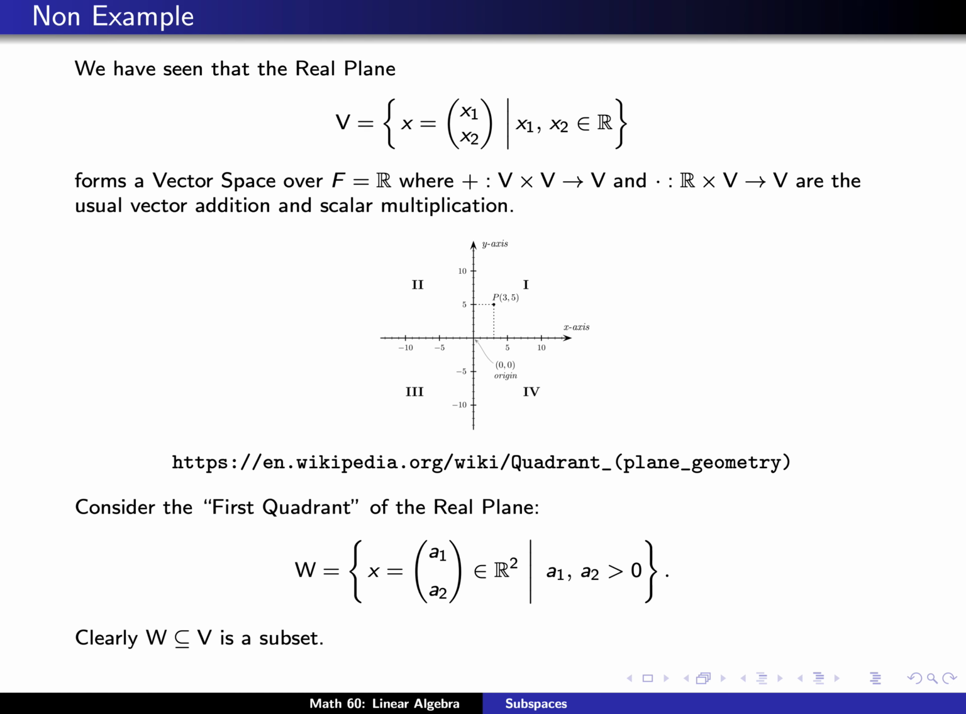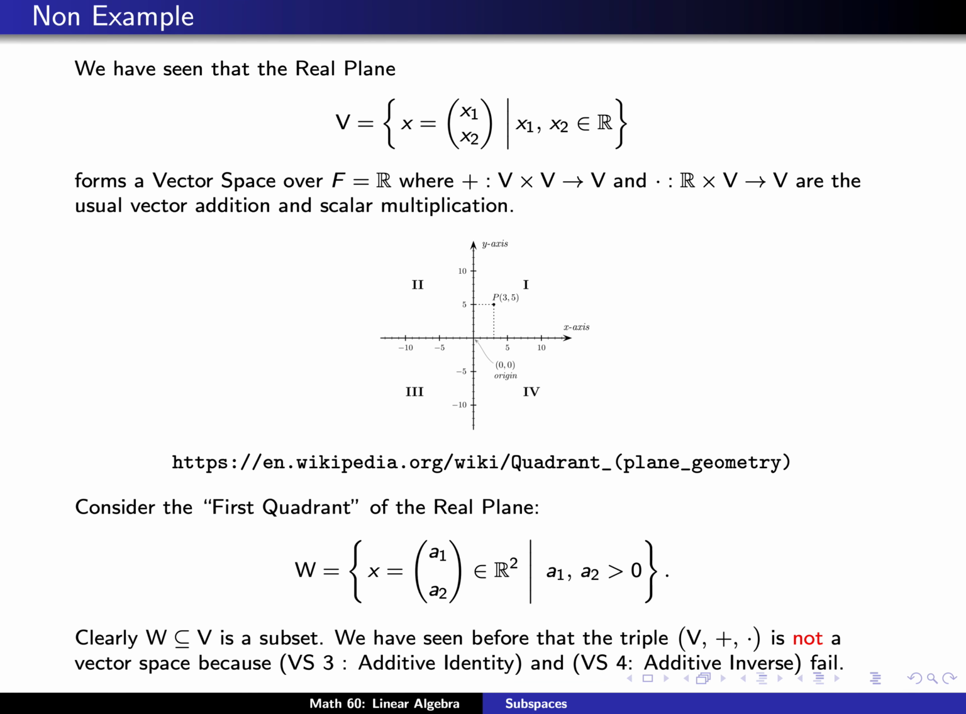Let's go back to an example that we used when we began the lesson. Namely, let's take a look at the first quadrant of the real plane. Here in the diagram, this will be the upper right that we're denoting as quadrant 1. This W here consists of those vectors where the components a1 and a2 are both positive. Clearly, this here is a subset. However, we've seen that this is not a vector space because axioms VS3 and VS4 failed. We discussed this at the very beginning of the lesson. So this W here is not a vector space.